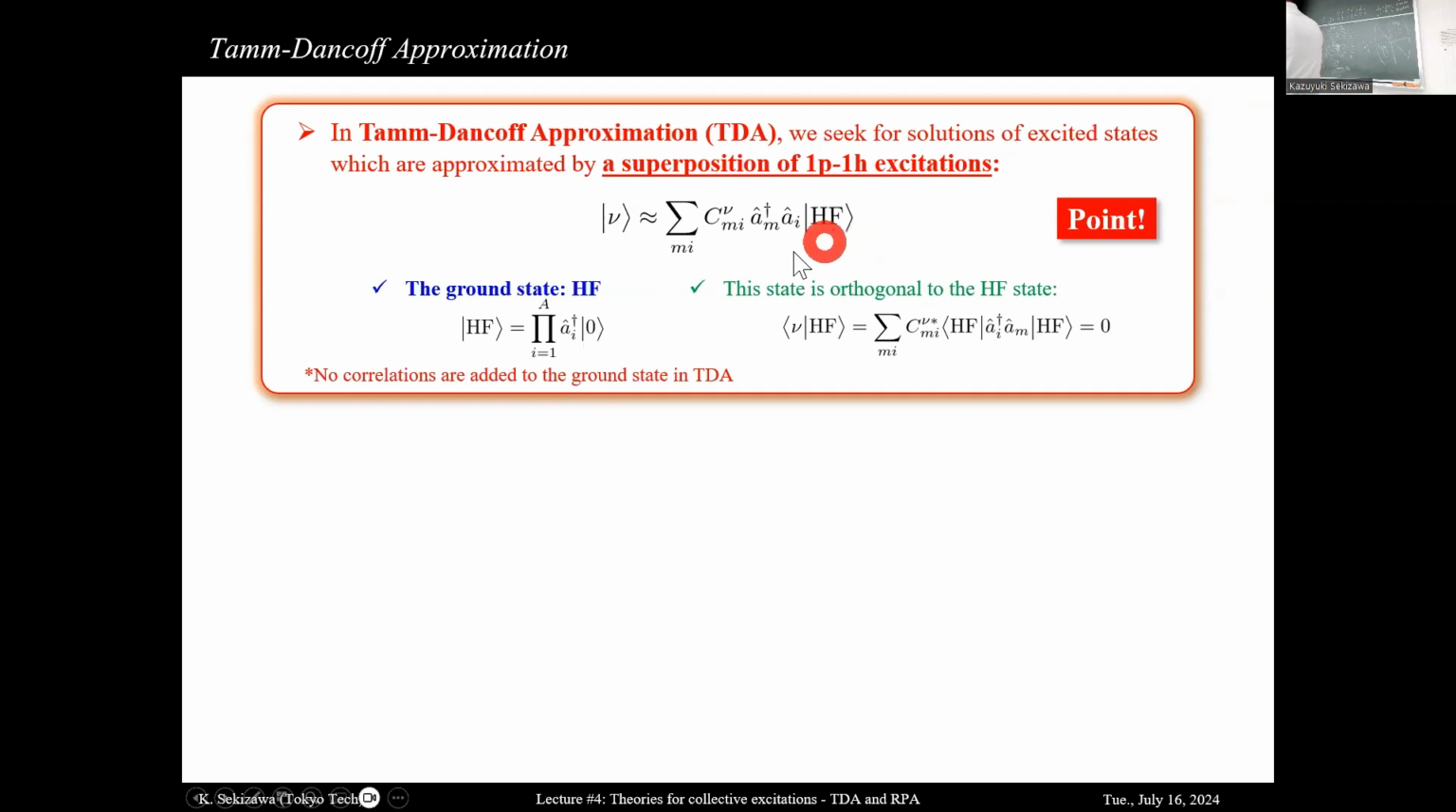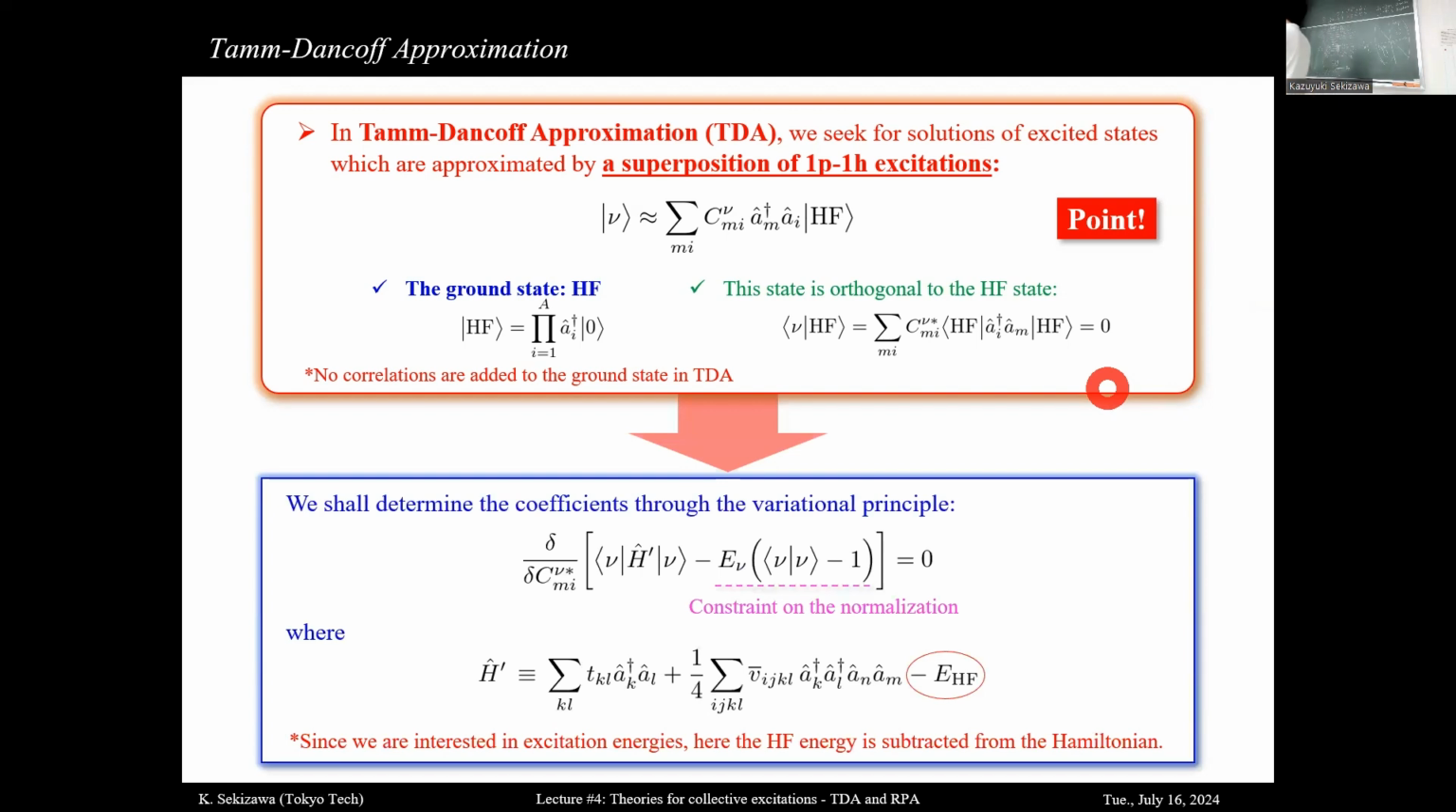So a_i creates a hole and a_m creates the particle. And this C is an expansion coefficient. We will determine this coefficient through the variation condition. The Hartree-Fock state is just this Slater determinant, and this excited state must be orthogonal to this ground state, the Hartree-Fock state. Now we will derive the variational equation.